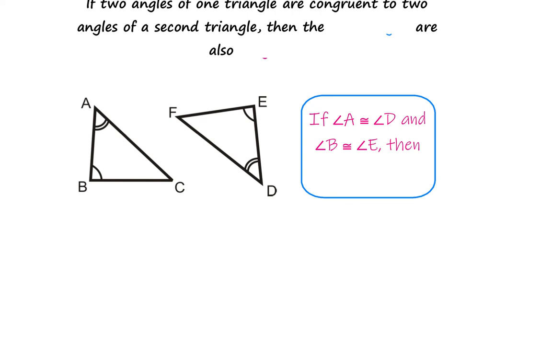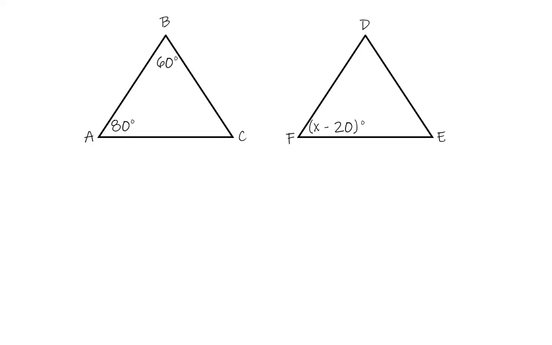Okay, the last one is probably the easiest one to understand. If you have two sets of angles that match on two different triangles, then this third set has to be equal as well. So we could say angle C has to be congruent to angle F. Basically, if 2 out of 3 match, so does the third. So what that means is match the parts up. B and E match up, so I'm going to put 60 here. And C and F match up, so I can bring that over here.